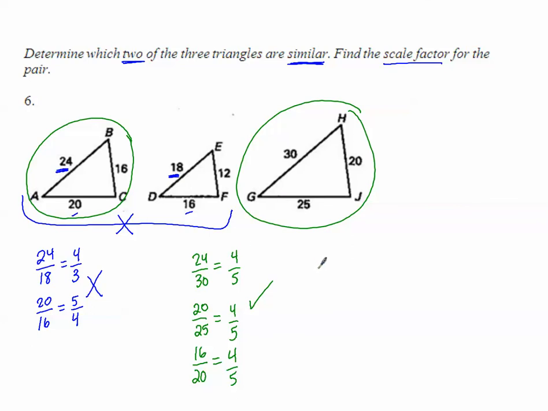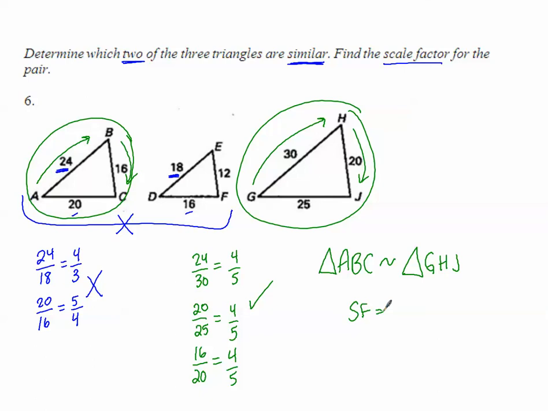So we will write which two those are. Triangle ABC is similar to triangle. So we went over the largest side and then over the smallest side to make our statement. So again, we'll do that. Largest side is 30, smallest side is 20. So GHJ. The scale factor is what we got when we saw that the sides are proportional, 4/5.